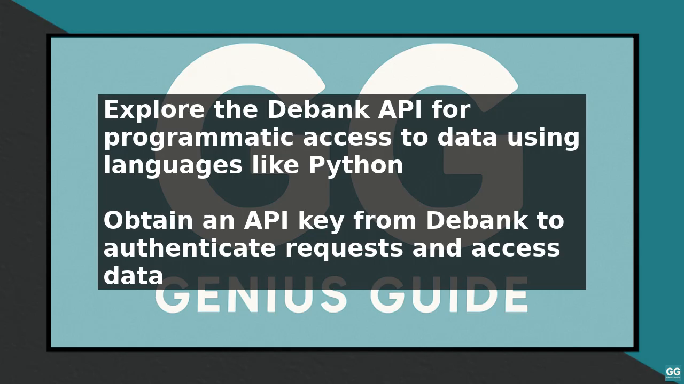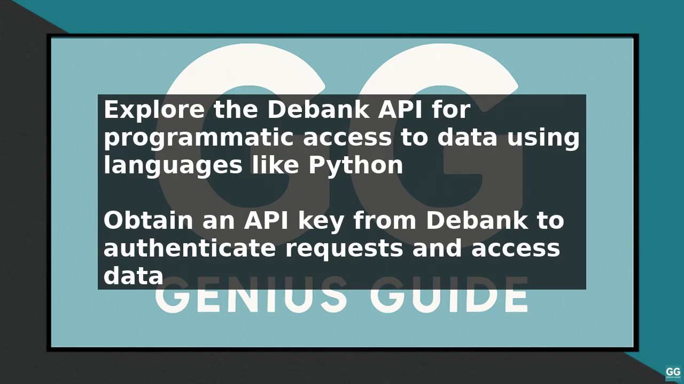Practical examples of automating Debank historical data include using Python libraries like requests to make API calls and pandas to store and analyze the data. You can also use scheduling tools like cron jobs to automate the process of fetching data at regular intervals.